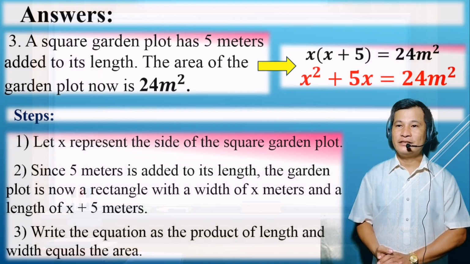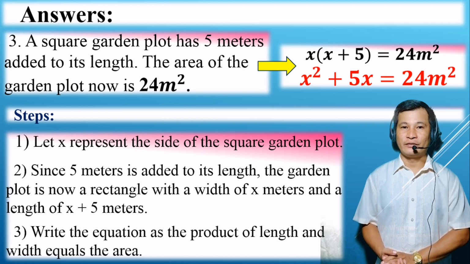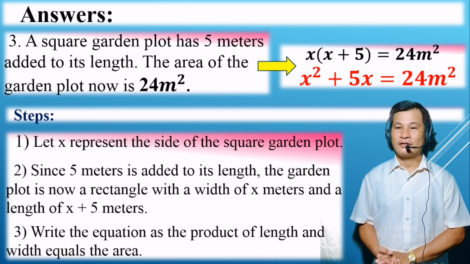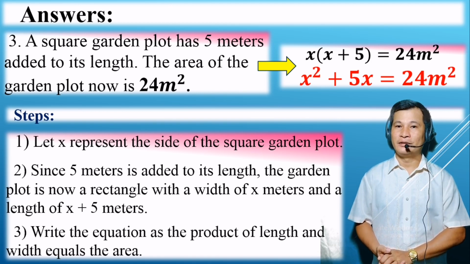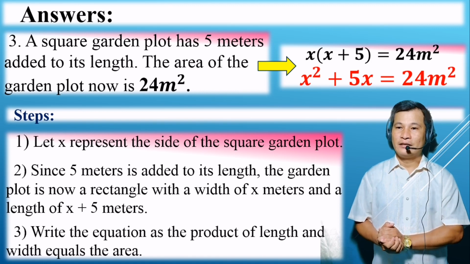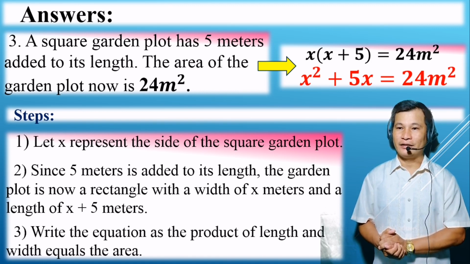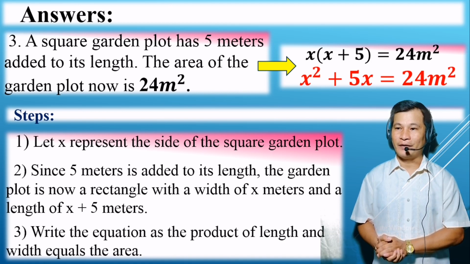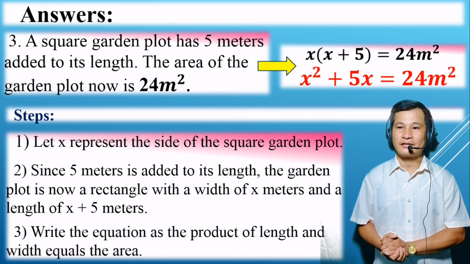For number 3, a square garden plot has 5 meters added to its length. The area of the garden plot now is 24 square meters. So step number 1, let x represent the side of the square garden plot. Number 2, since 5 meters is added to each length, the garden plot is now a rectangle with a width of x meters and a length of x plus 5 meters.